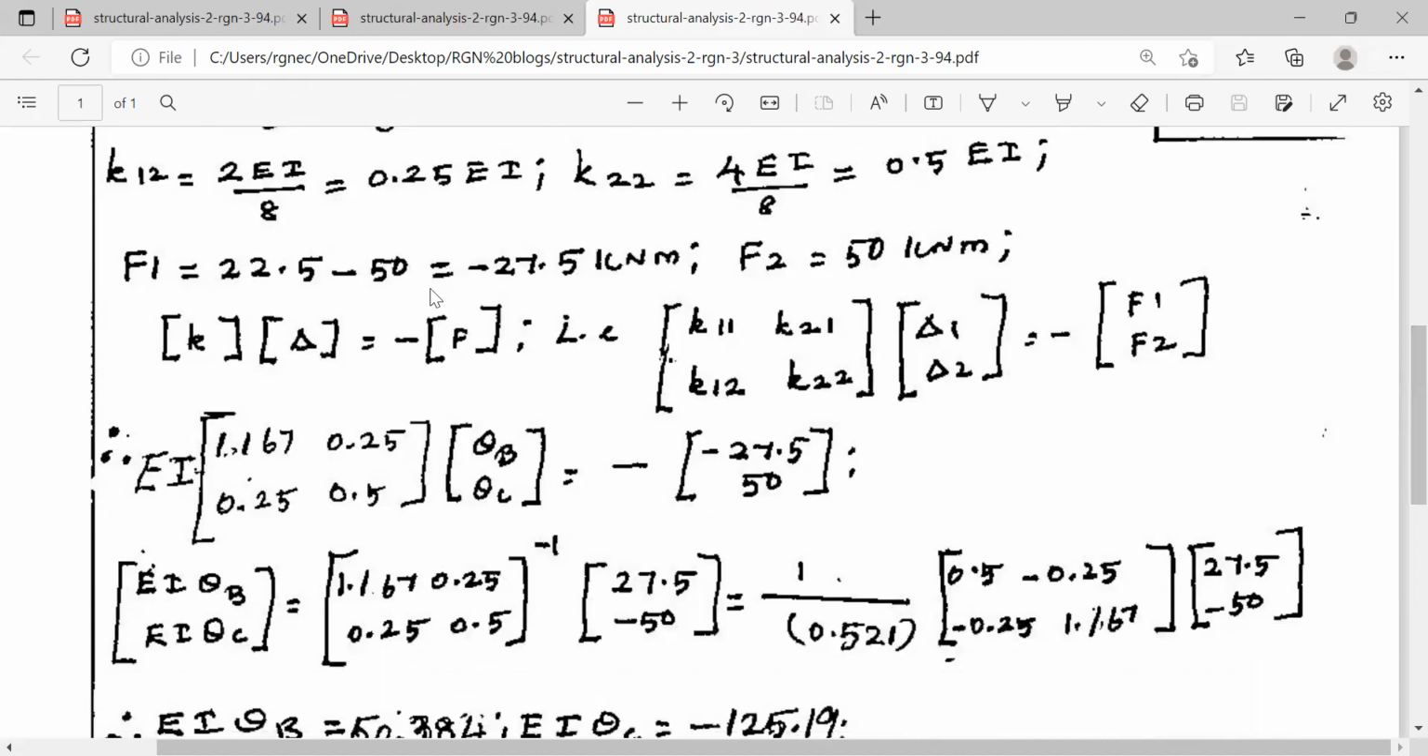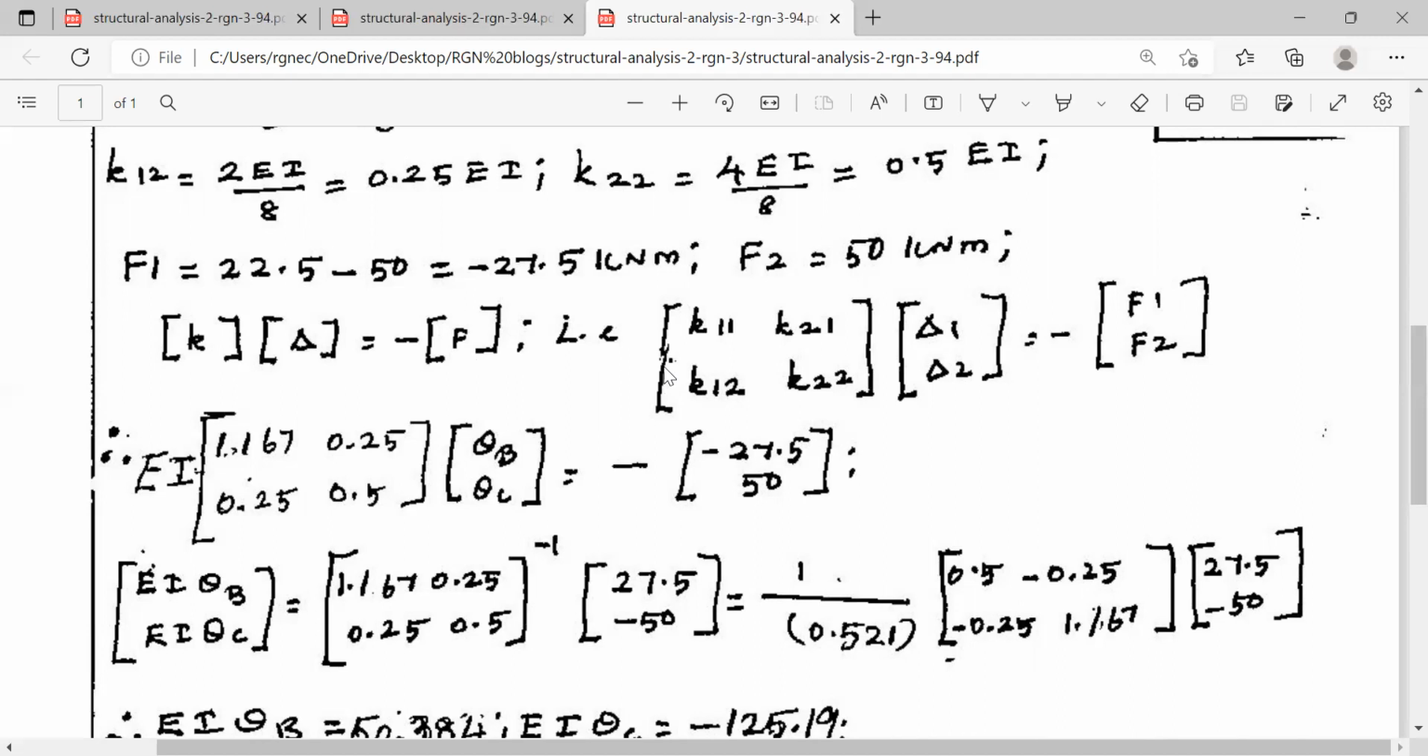Now, this is the fixed moment, net fixed moment. Now, K matrix denotes the moment caused by unit rotation. This multiplied by the actual rotation will be equal to the total moment. That is the equation here.